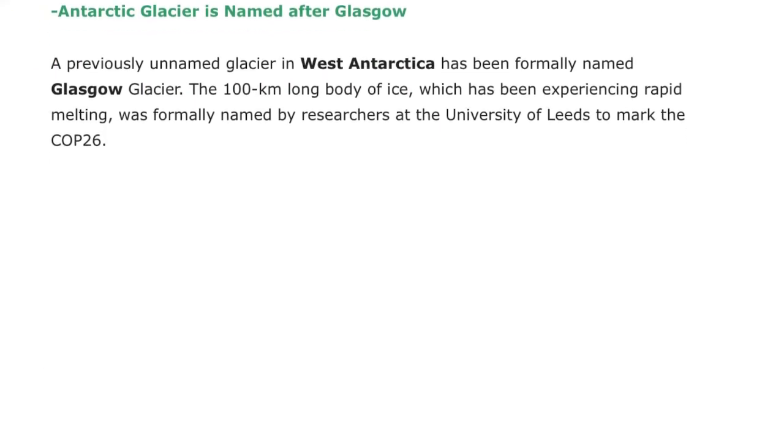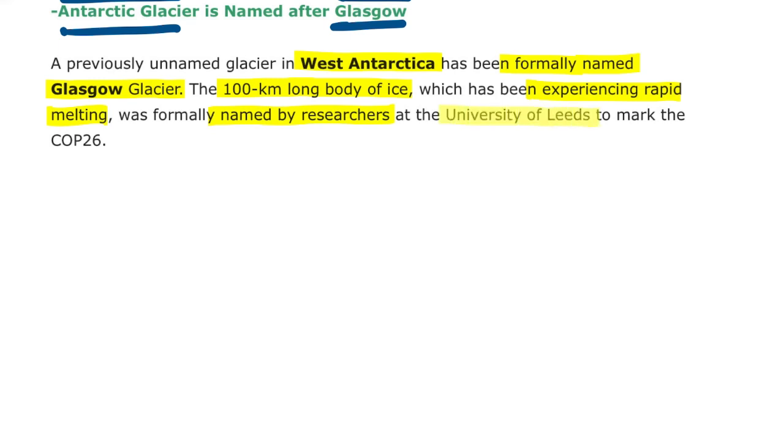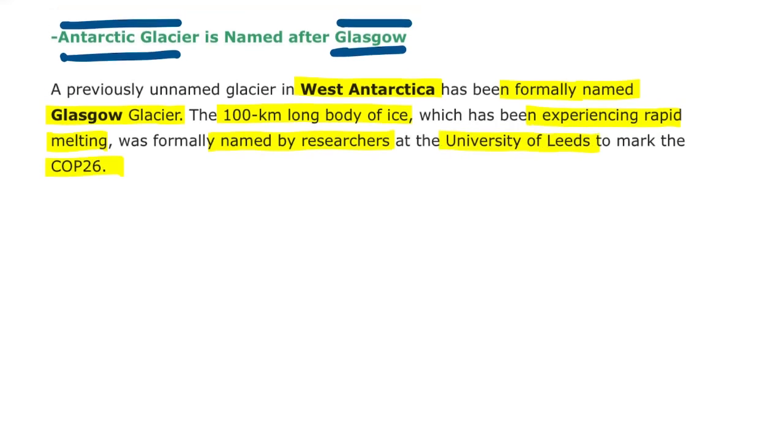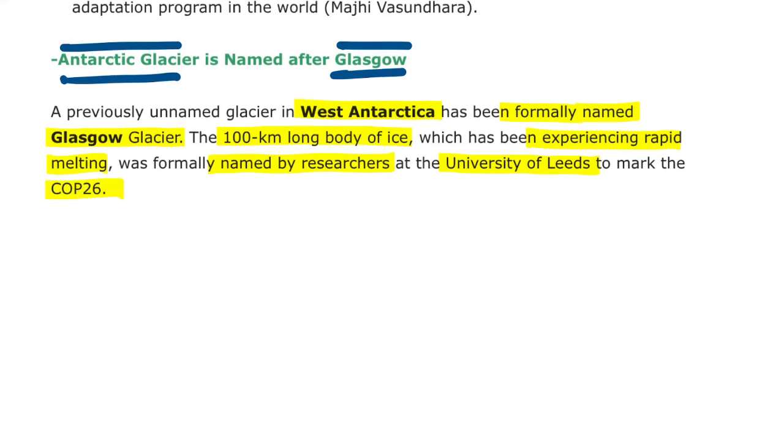All right. Then one more thing you need to know: in Antarctica, a glacier is named after Glasgow. A previously unnamed glacier in West Antarctica has been formally named Glasgow Glacier. The 100-kilometer long body of ice, which has been experiencing rapid melting, was formally named by researchers at the University of Leeds to mark COP26, held in Glasgow, Scotland in the United Kingdom, and the other partner of this hosting of COP26 is Italy.